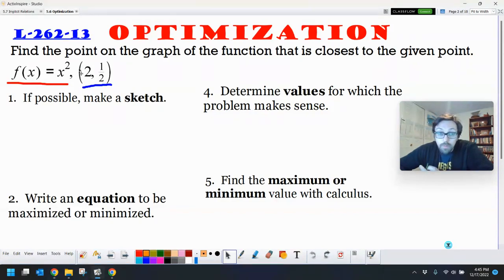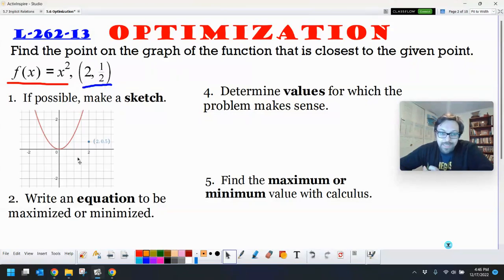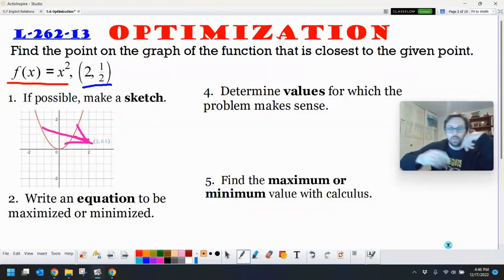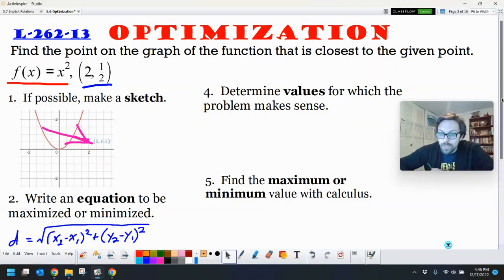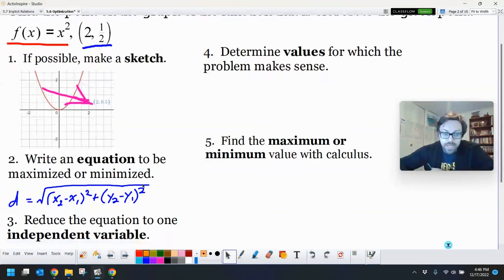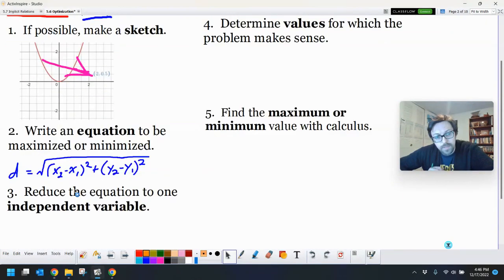So in this problem, we're trying to figure out what is the closest this point gets to this curve. So it's recommended to make a quick sketch and say, okay, well, we want this line to be as minimum as possible, because as we go to different spots on our curve, we get different lengths of that line. Then figure out what we want to maximize or minimize. We want to minimize our distance formula.